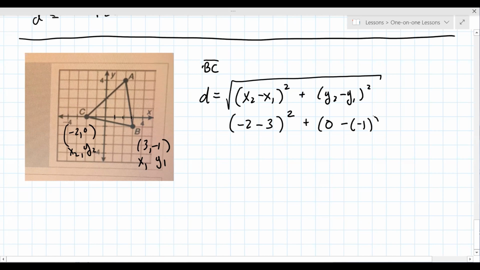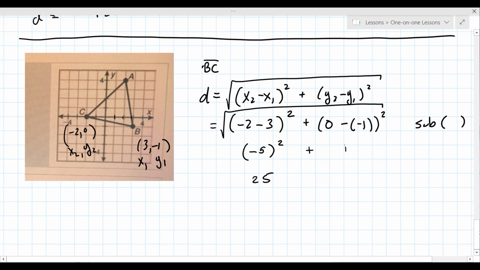I'm going to put it in parentheses this time. So I usually substitute and show it in parentheses. That way you can distribute the sign properly in this problem. Draw the square root at the end here. Minus 2 minus 3 is minus 5, still in parentheses squared, and that does become 25. 0 minus a minus 1 becomes 1 squared. And again, if there's anything here where you don't get it, let me know. I'll cover it again. Distance is the square root of 26.